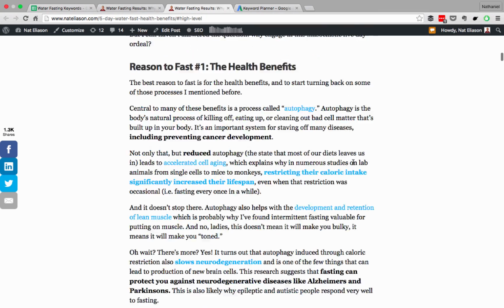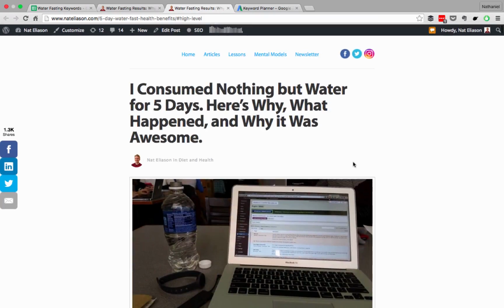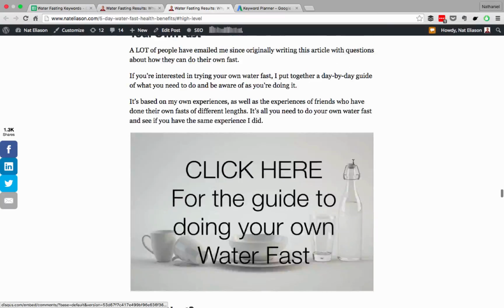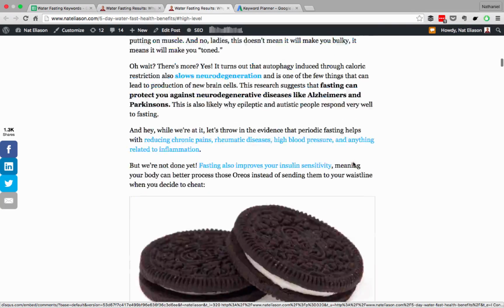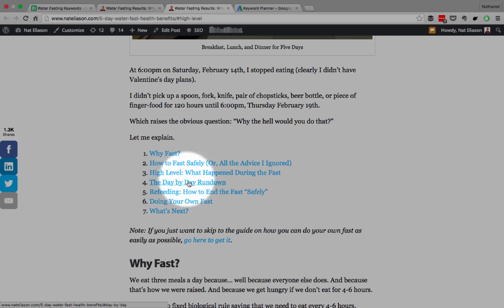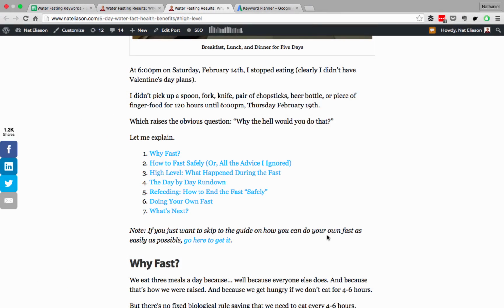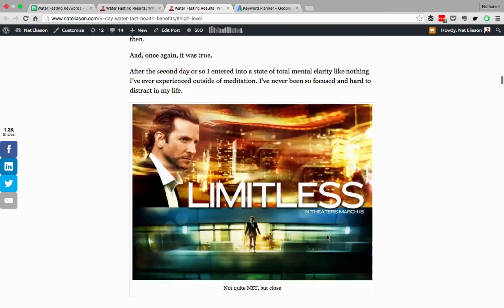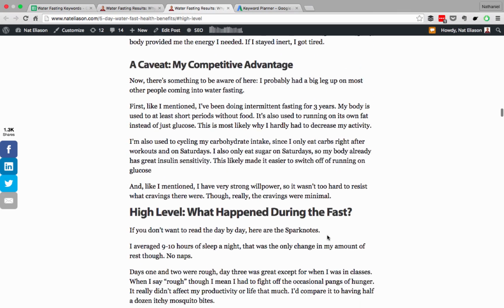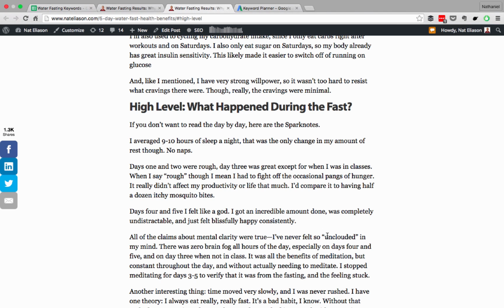So if somebody just shows up on this page, it's a long article, right? This is about 4,000 words. And they might immediately see that and go, I don't want to read all that. It looks like a lot of work. And so I give them a couple options. They can click on this high level or this day-by-day rundown, or they can just scroll and see: okay, how to fast safely, competitive advantage. Oh, what happened during the fast? That's exactly what I was looking for.